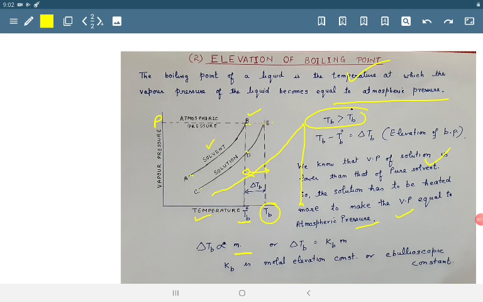Let's take molality as one of the ways of expressing concentration. So delta TB is directly proportional to m, or we can write down delta TB is equal to Kb into m, where Kb is called molal elevation constant or ebullioscopic constant.